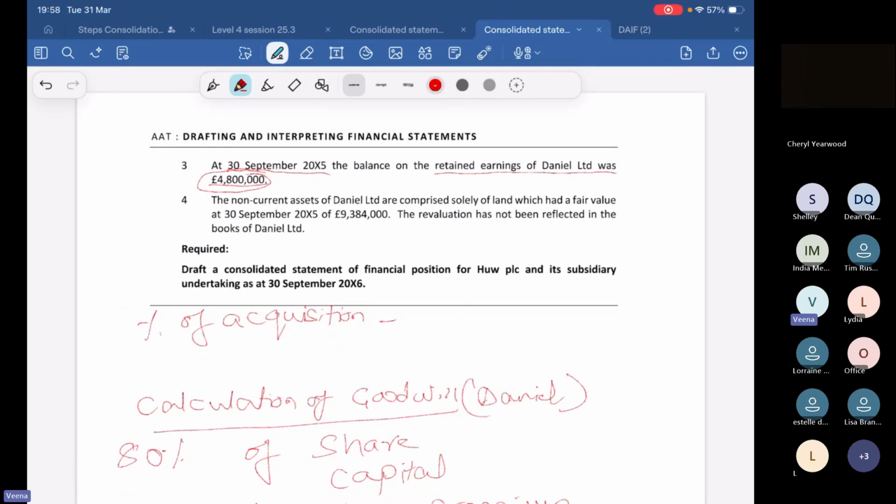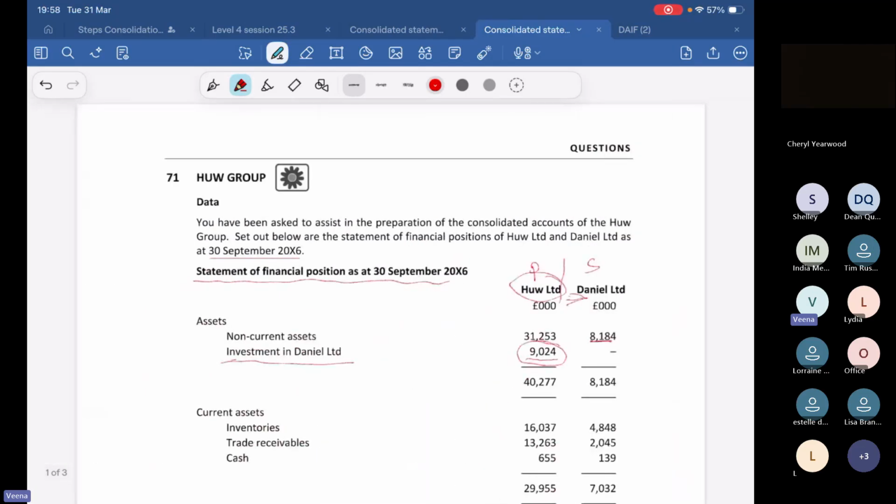The non-current assets of Daniel Limited are comprised solely of land, which had a fair value on 30th September of 9,384,000. The revaluation has not been reflected in the books of Daniel Limited. Now, what is this? So now they are saying Daniel Limited also had a land which the fair value on 30th September when they took over was 9,384,000 and the revaluation has not been taken into account. Okay, what is that now? Let us see.